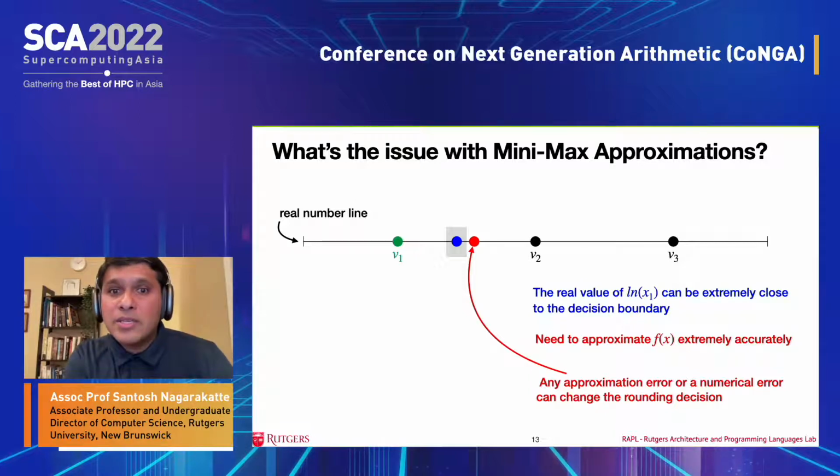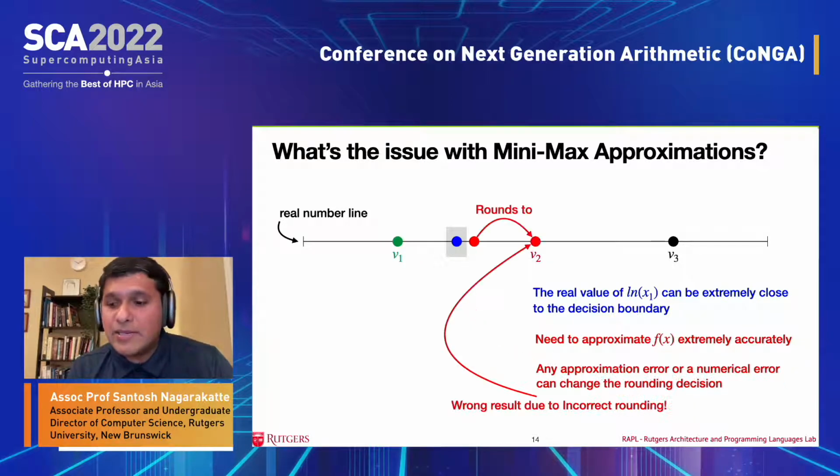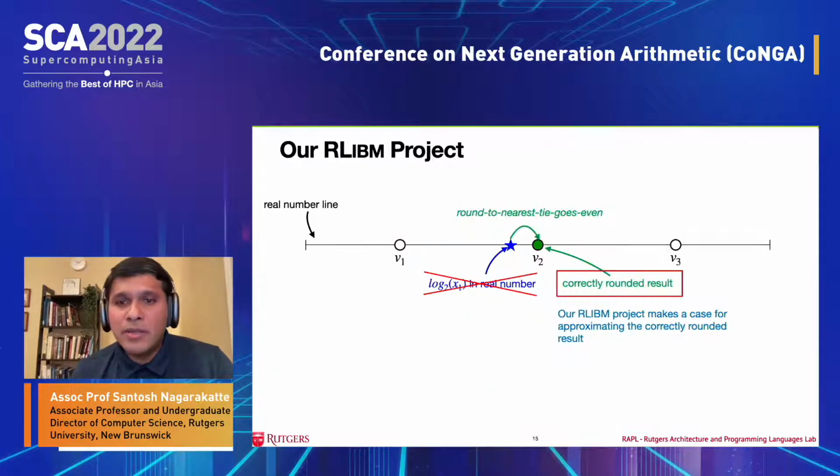So it may cause the eventual result to be slightly beyond the amount of toleration that you have for this input. As a result, you get wrong rounding. Okay. So if you're designing a math library, what do you typically want to produce? You want to produce a correctly rounded result. So one of the key insights of the RLIBM project was we want to produce correctly rounded results.